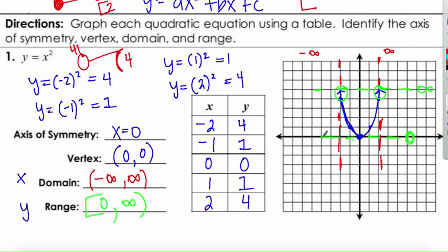So for domain, it's left to right. For range, it's bottom to top. So let's try another one.